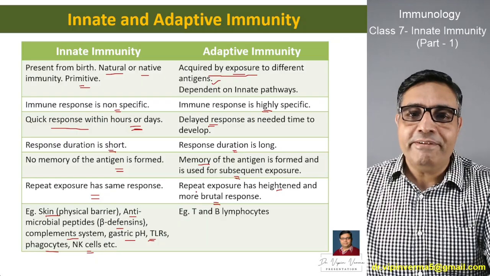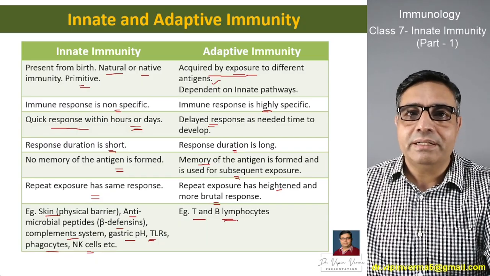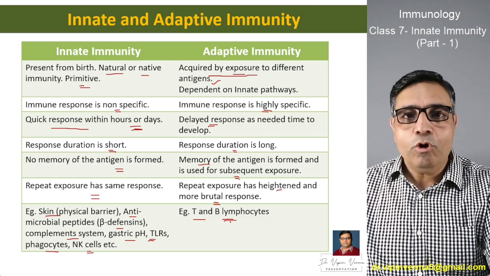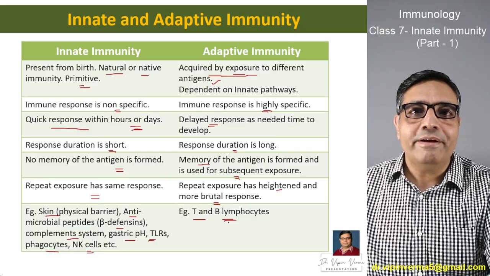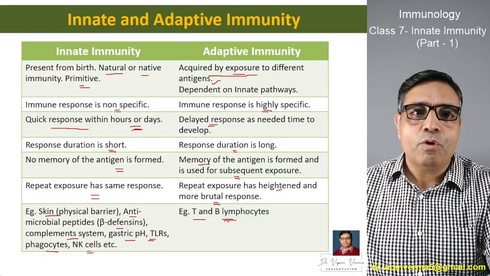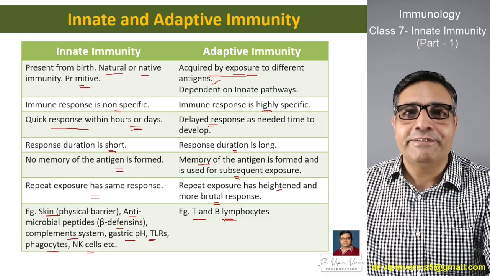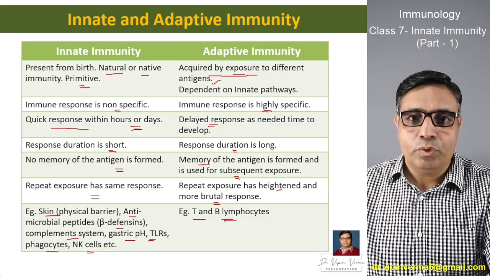While in case of adaptive immunity, we have the T cells and the B cells, and they are the major cells of the adaptive branch. So I hope with this table you have some idea about how innate immunity is different from adaptive immunity, or how adaptive immunity is different from innate immunity. Okay.